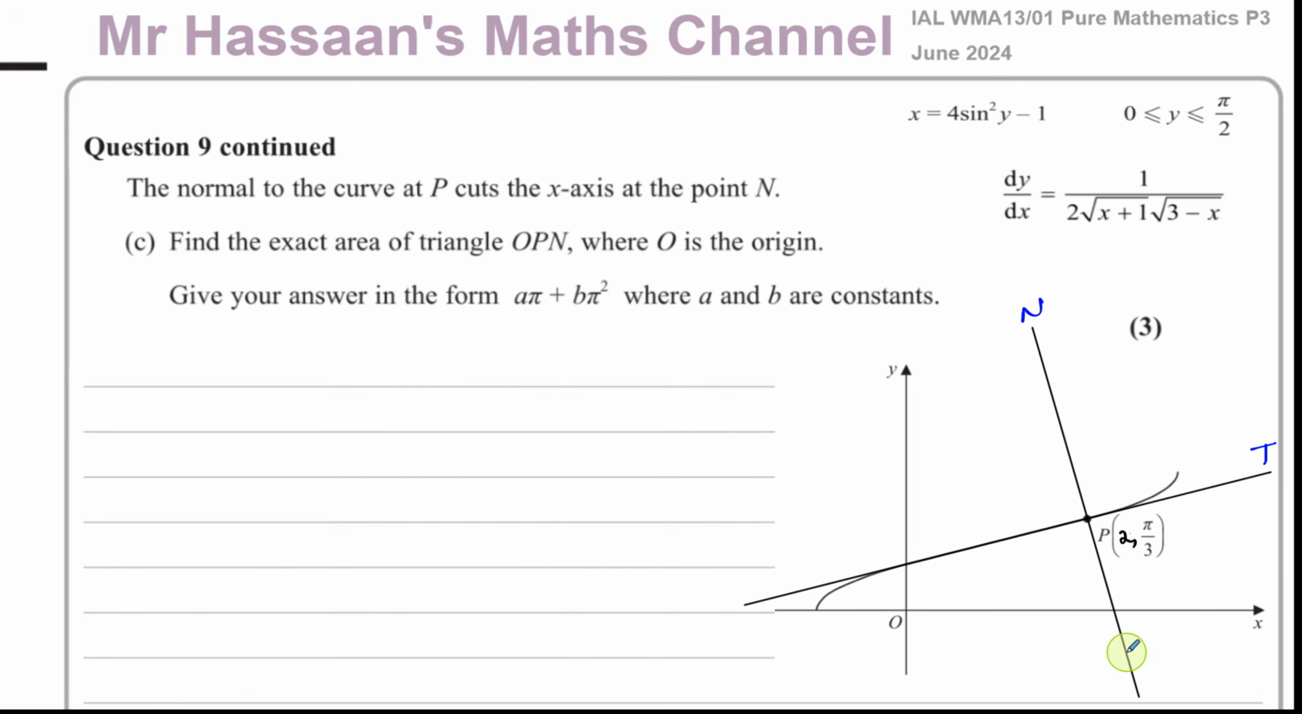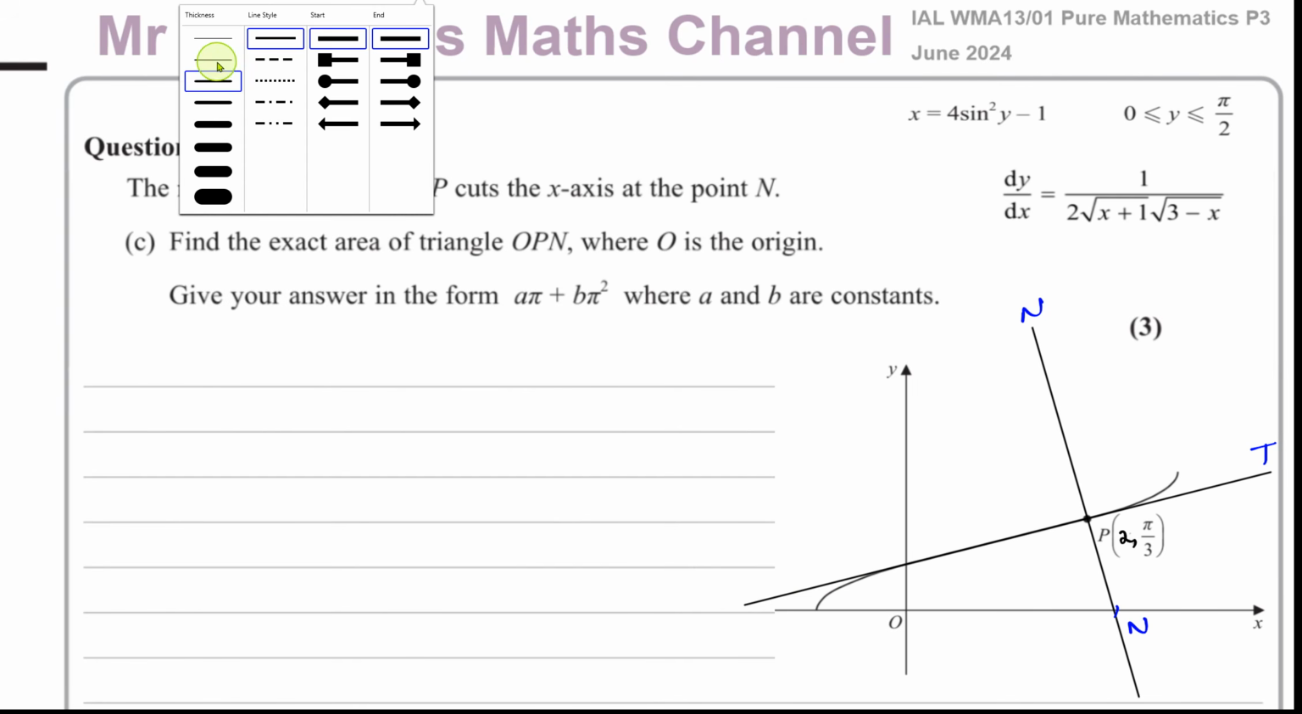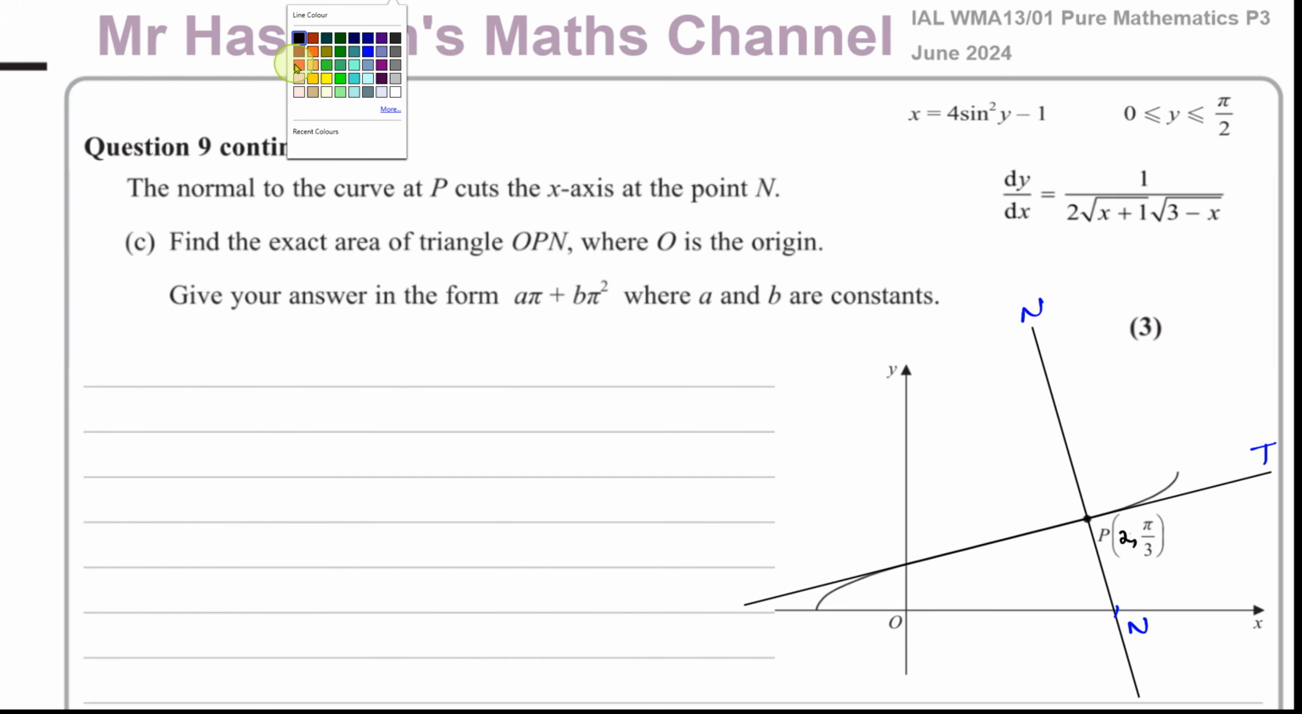So the normal to the curve cuts the x-axis at the point N. We have to find the area of this triangle, which I'll draw in a different color. We have to find the area of the triangle that goes from O to P to N. That's what we have to find, the area of this triangle.